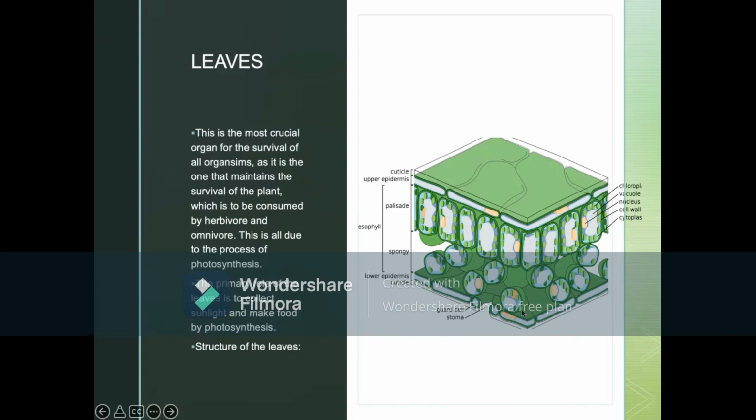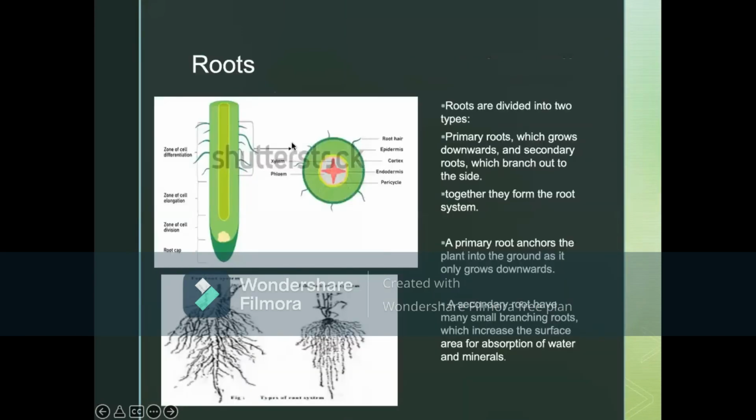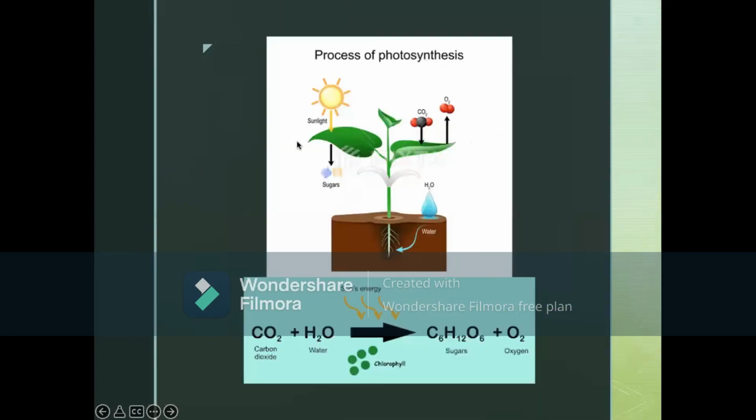And as we said, all of these structures, the leaves, the stem, and the roots, are present in order to serve the purpose of the process of photosynthesis. So what is the process of photosynthesis? Carbon dioxide plus water, in the presence of sunlight which is absorbed by chlorophyll, will produce sugars and oxygen. Let's look at it here and summarize briefly.